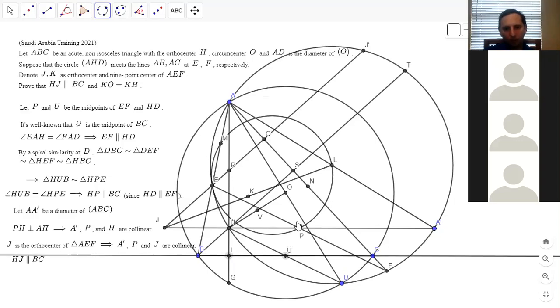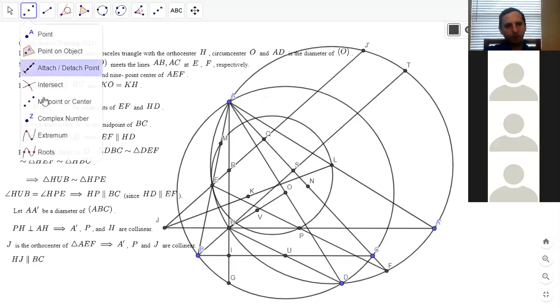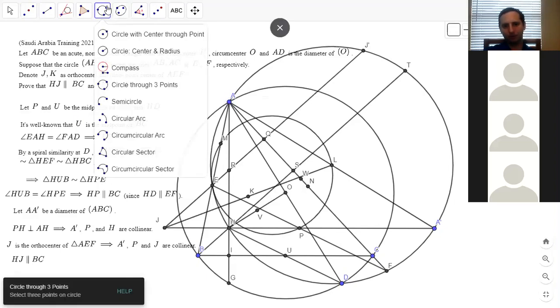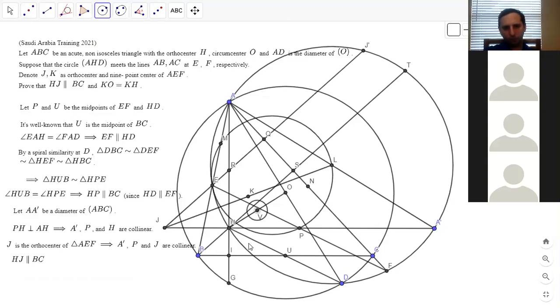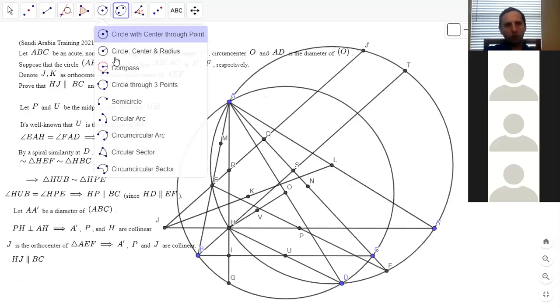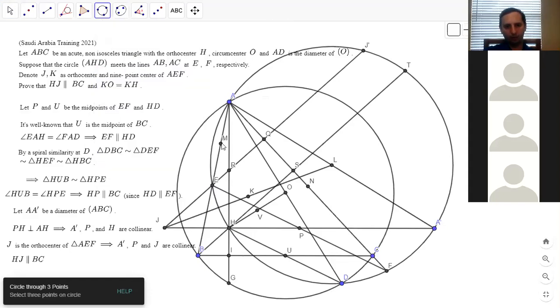I think N. No, it is not N. The first one you drew wrong as well. The 9-point circle of AEF does not pass through L. It must pass through N. It should be M, N, and P.